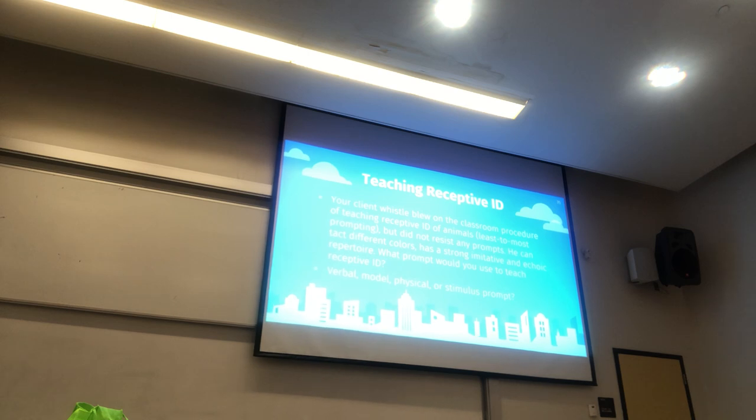All right, I think this is the last one. Your client whistle blew, so again, that means they didn't get it correct so many days in a row that they got straight zeros, on the classroom procedure of teaching receptive ID. So that's when you say dog and they have to point to the picture of the dog. The classroom procedure is always at least to most prompting, but they didn't resist any of your prompts. The client can tact different colors and has a strong imitative and echoic repertoire. So what prompt would you use to teach receptive ID?